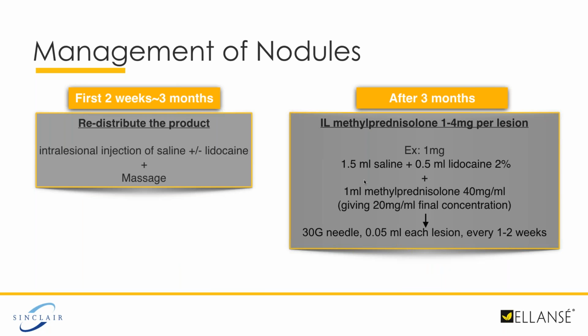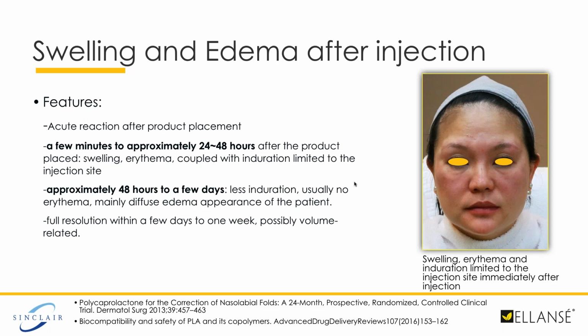Regarding the management of visible nodules, if the lesion formed between 2 weeks to 3 months after injection, the idea of management at this stage is to redistribute the product. So the nodules may be flushed intralesionally and broken into smaller pieces with saline to facilitate degradation. If a nodule forms beyond 3 months after injection, intralesional injections of corticosteroids, repeatedly, with a dose of 1 to 4 milligrams per lesion, are performed every 2 weeks until the desirable result is achieved.